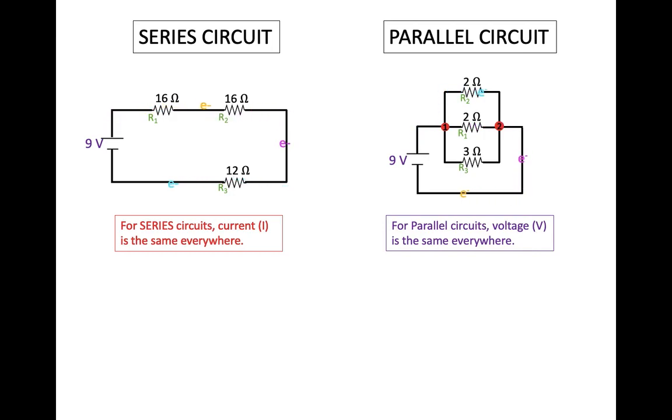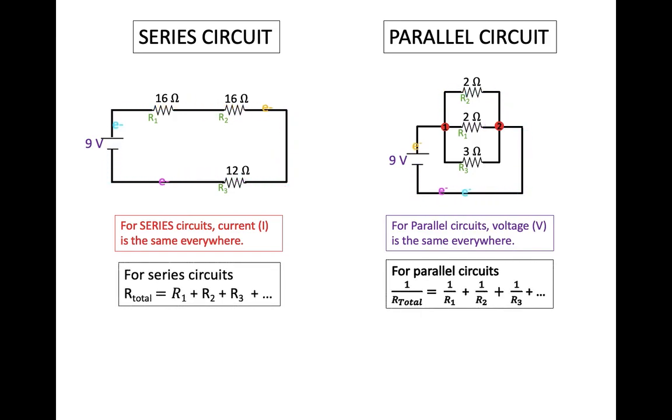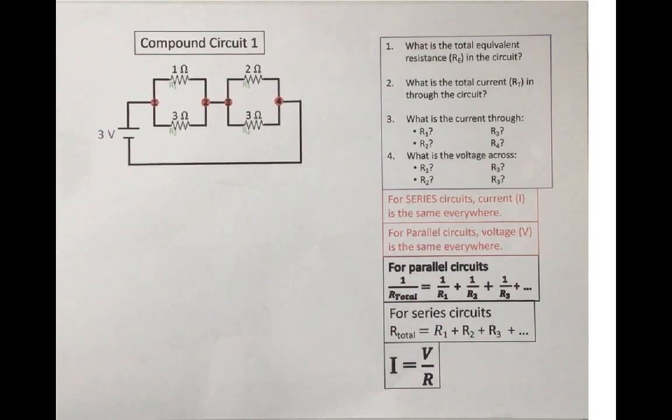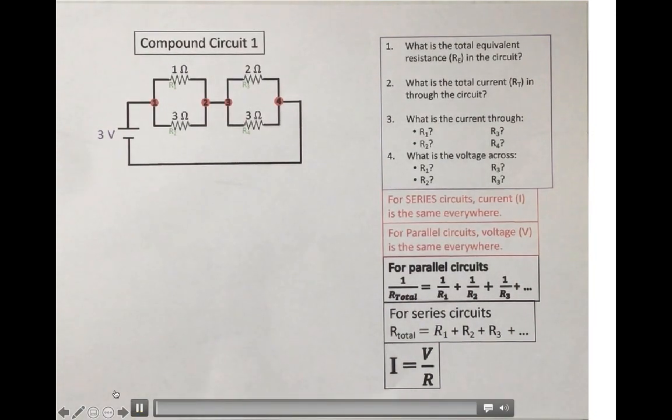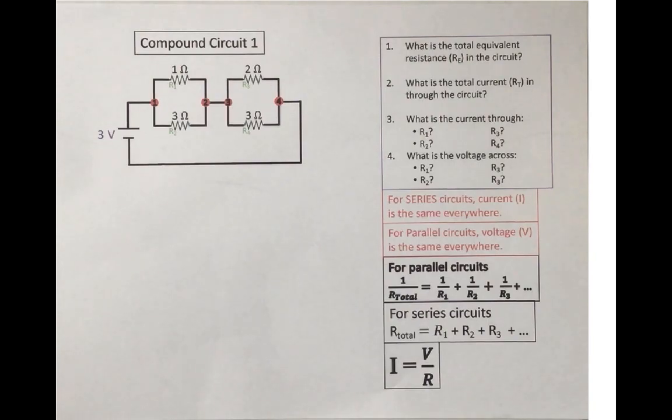And remember that you have to keep in mind that for series circuits, the current is the same everywhere, and for parallel circuits, the voltage is the same everywhere, and that series circuits have their own resistance equation. You just add them up. And parallel circuits have their resistor equation. You add up the reciprocals of each resistance, get the sum, and then take the reciprocal of that. And they all use Ohm's law. Small series circuit and a small parallel circuit.